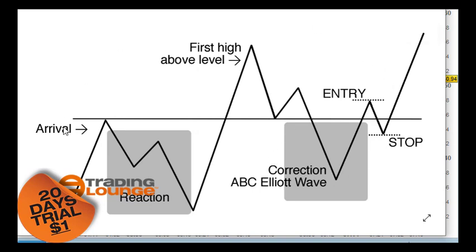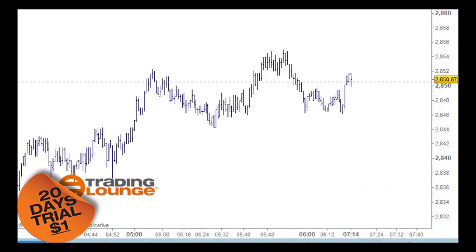But it's this pattern here that we're looking for, where it migrates from being resistance to support. And there's an emotional event that goes on in here. I won't talk about that today, but it's worth looking at. And that's the pattern here. So the arrival, the reaction, the first high above the level, the corrective move here. So in a nutshell, that would be our entry here.